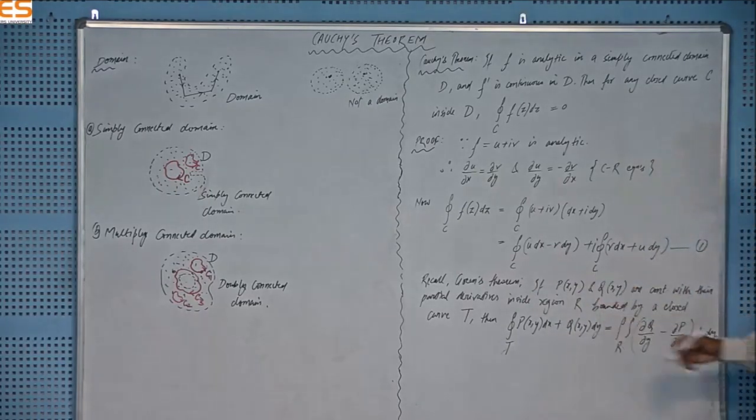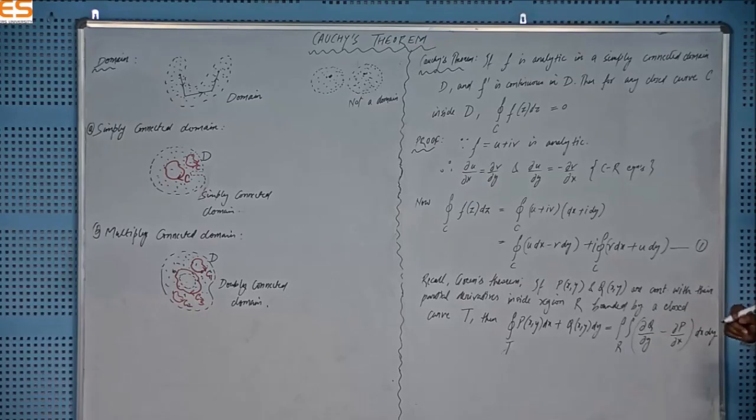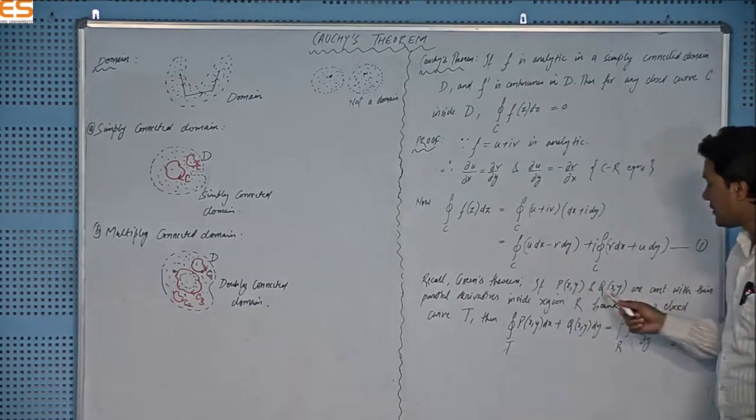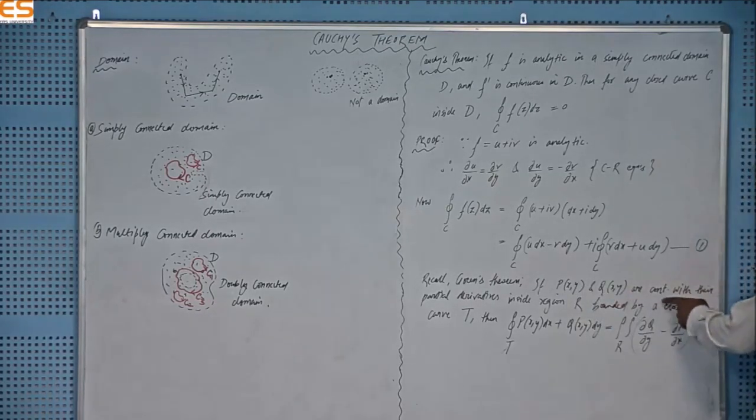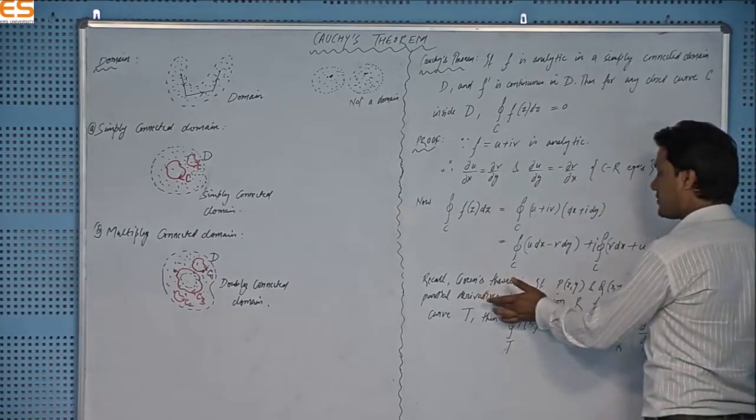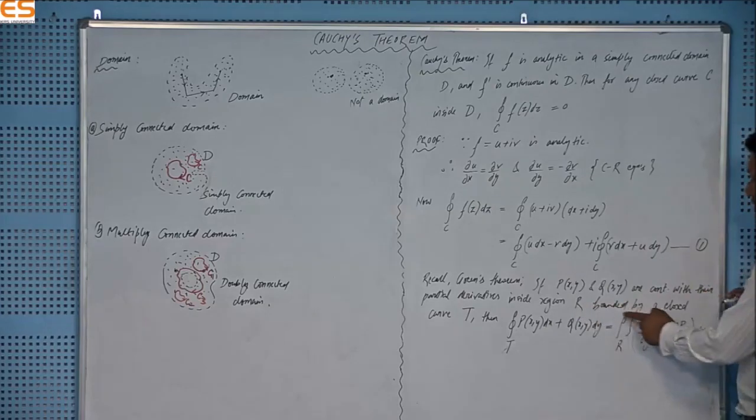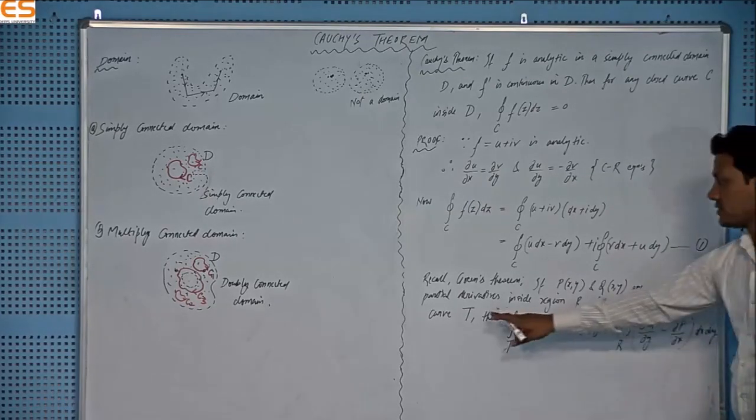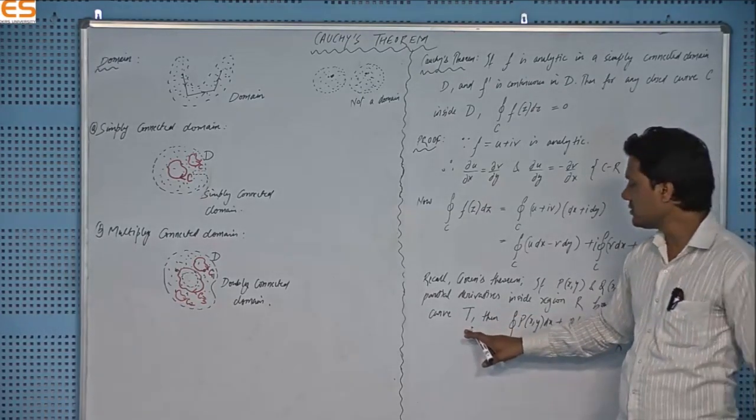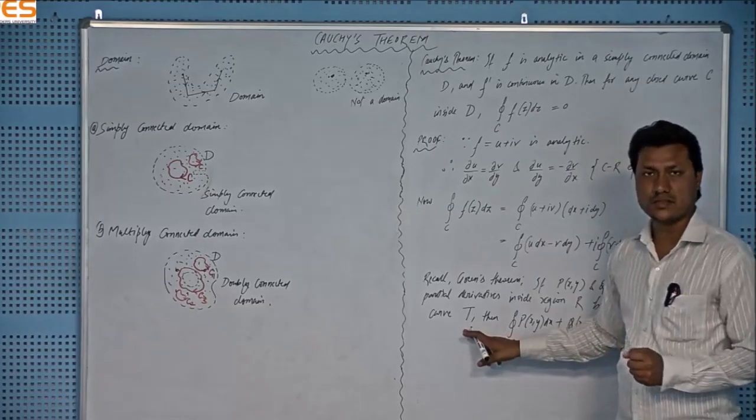I have written it incomplete. The theorem is if p and q are functions of x and y and they both are continuous with their partial derivatives inside region R, right? And that region R is bounded by actually a closed curve T, right? You can think of a closed disk, right?